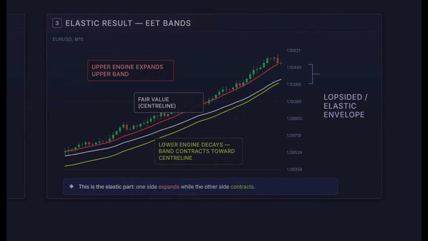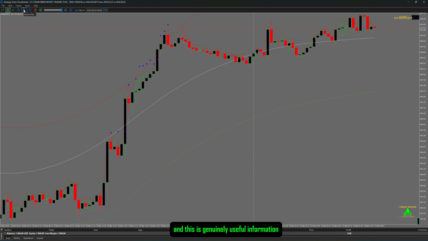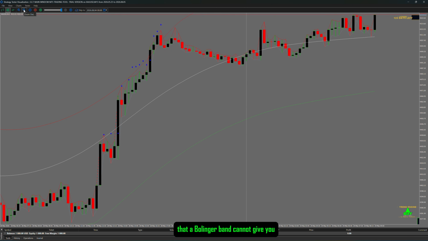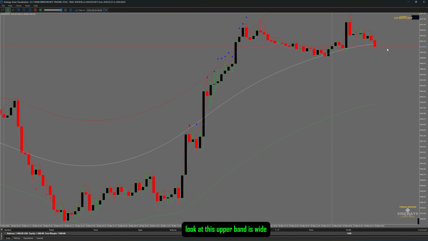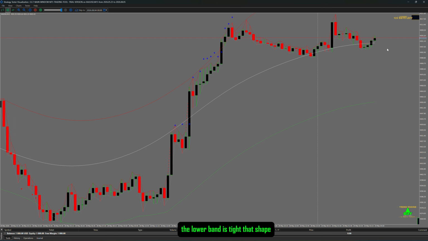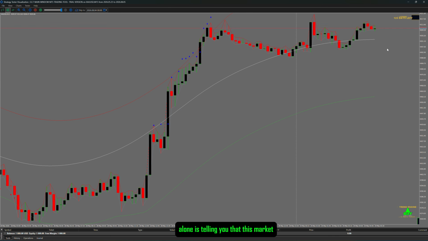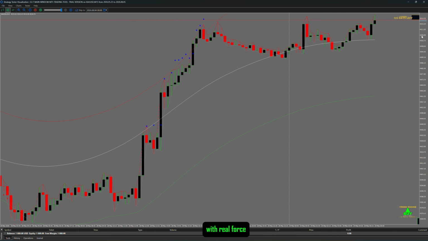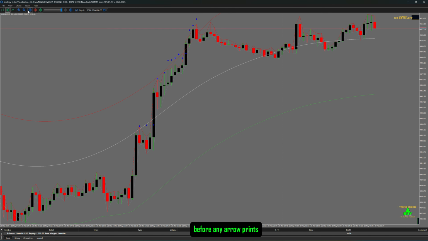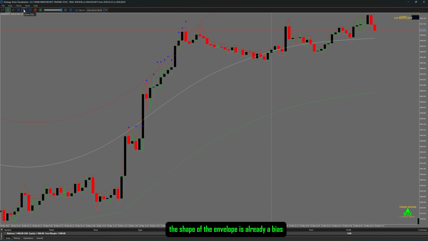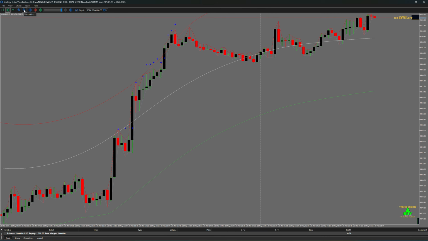That's the elastic part. And this is genuinely useful information that a Bollinger band cannot give you. Look at this. Upper band is wide, the lower band is tight. That shape alone is telling you that this market has been extending upward with real force and it has not been rewarding the downside. Before any arrow prints, the shape of the envelope is already a bias.